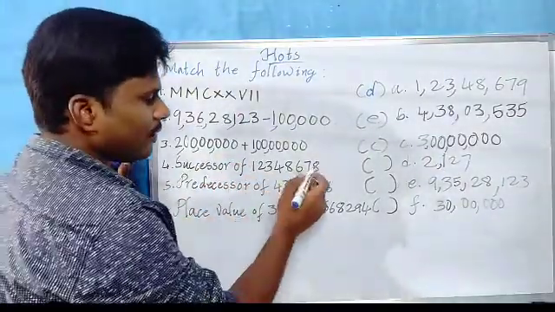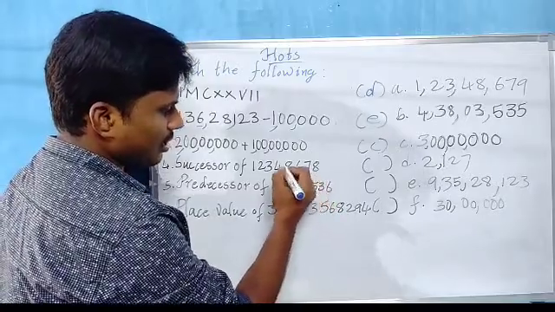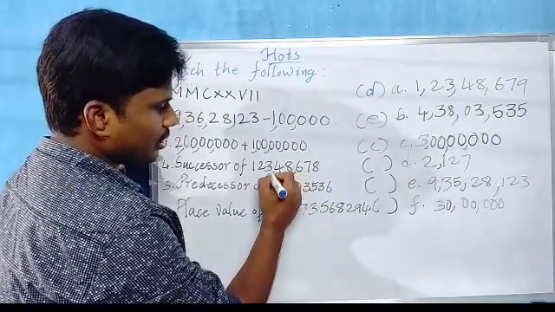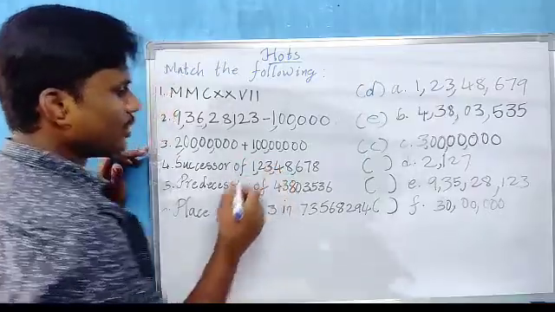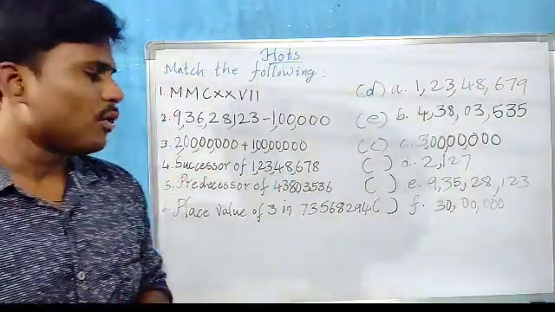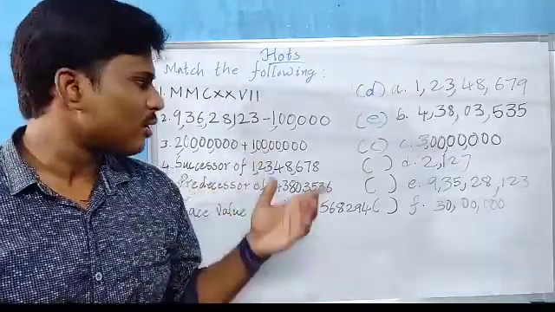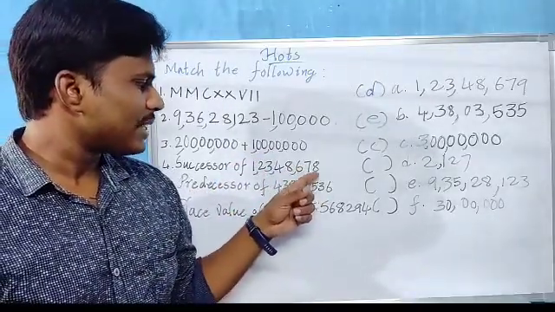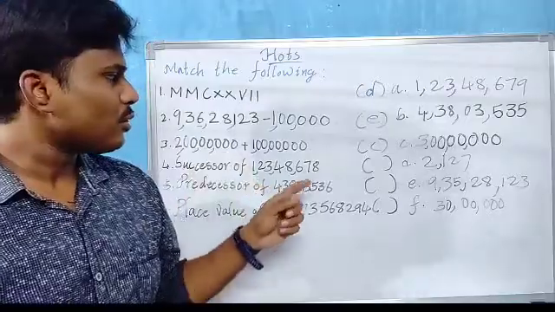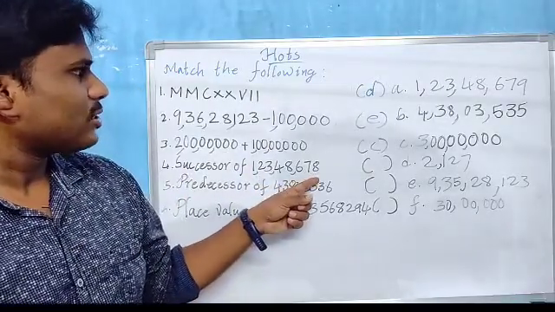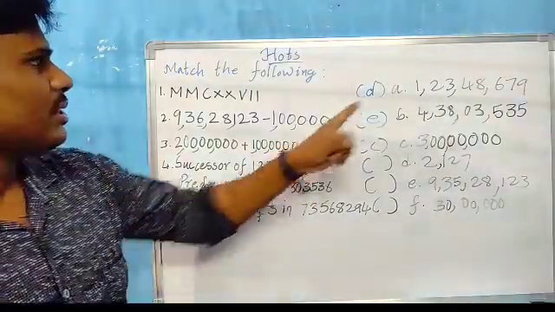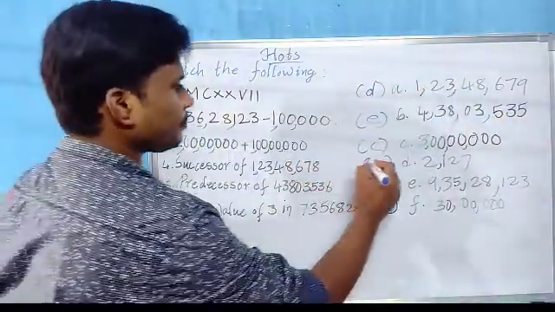Successor of a number. So which number? First let us insert commas. Ones, tens, hundreds, thousands, 10,000s, lakhs, 10 lakhs. So it will be 1 crore 23 lakh 48,678, children. Successor means what, children? Plus 1 of the given number. That plus 1 we have to add to the 8 only. So it will become 9 in the ones place. Check once, children. You can get option A here.